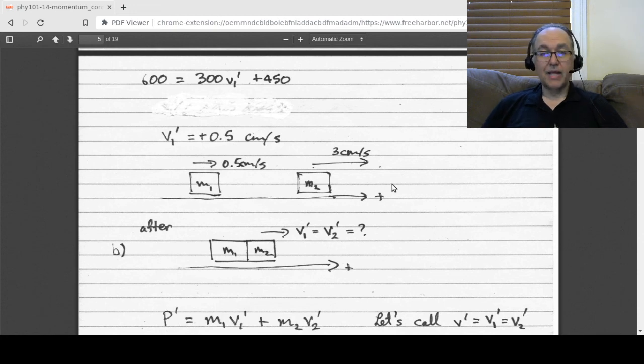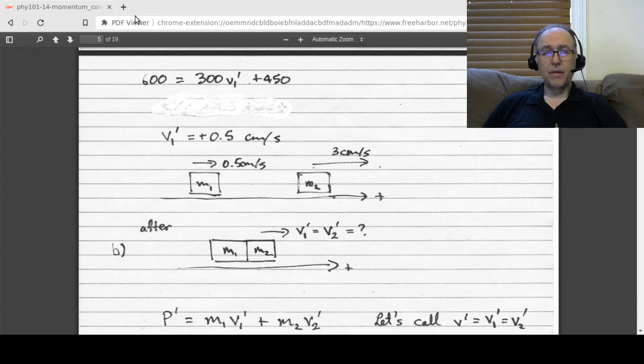So the reason I'm saying that is because this should sort of fit your intuition. You see, M1 is still moving in the same direction, but you might expect that because M1 is bigger. Well, not much bigger, it's twice as big as M2. And so it's going to transfer some of its momentum to M2, but it's still going to have some momentum left over, in the same direction. All right, so there's part A.